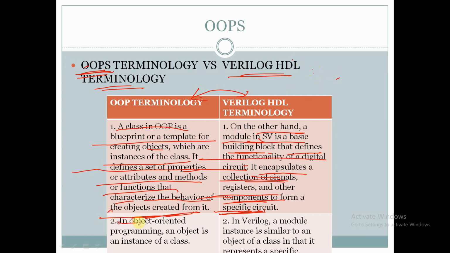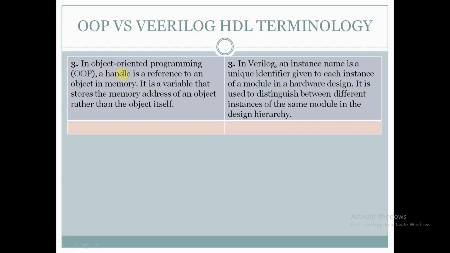In object-oriented programming, an object is an instance of the class, whereas in Verilog, a module instance is similar to the object of a class. In object-oriented programming, a handle is a reference to an object in memory. It is a variable that stores the memory address of the object rather than the object itself. In Verilog, an instance name is a unique identifier given to each instance of a module. In hardware design, it is used to distinguish between different instances of the same module.